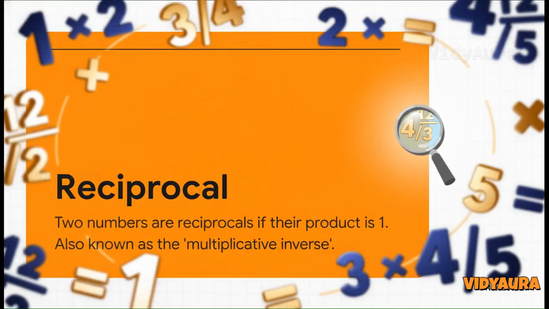Well, that special relationship has a name. We say those two numbers are reciprocals of each other. You might hear a fancier term for it, like multiplicative inverse, but don't let that throw you. It just means the exact same thing: two numbers that multiply to make 1.